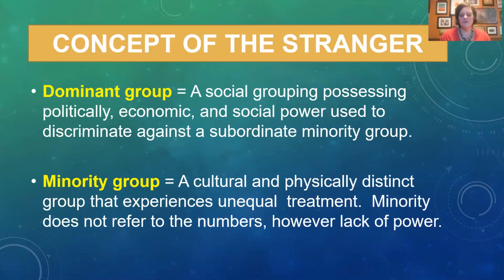Two very, very important concepts: dominant group and minority group. The dominant group, or the majority group, is a social group that possesses political, economic, and social power. And generally, consciously or unconsciously, the dominant group does treat a minority group in a different way that tends to be discriminatory. The minority group is a group that tends to have a cultural and physical distinction from the majority group, and thus experiences unequal treatment.